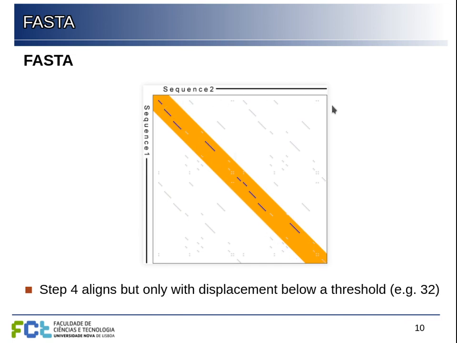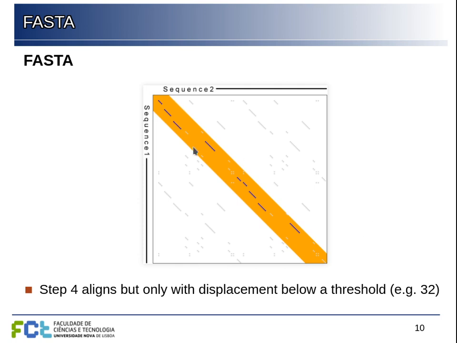So instead of having to compute all the possible combinations, it does the alignment only around a small threshold. For example, 32 positions in width. This means that the sequence alignment step is much faster because we are not computing the whole matrix, only that diagonal part, that lane here. And this way we can have one alignment between the two sequences very quickly.